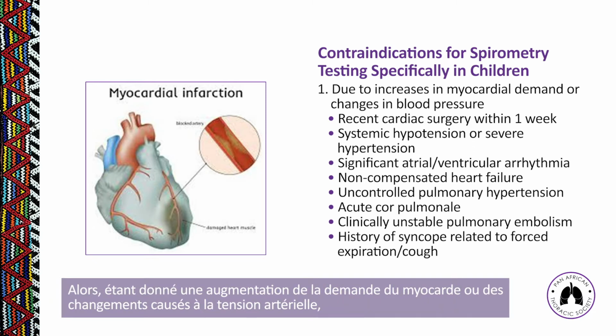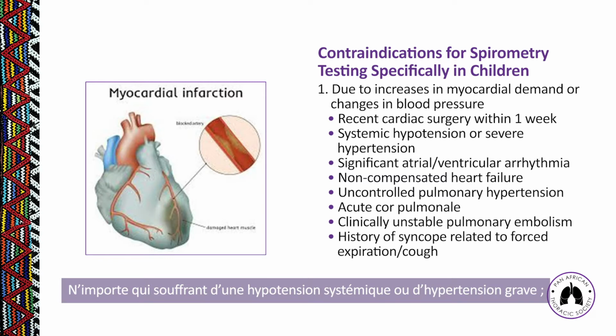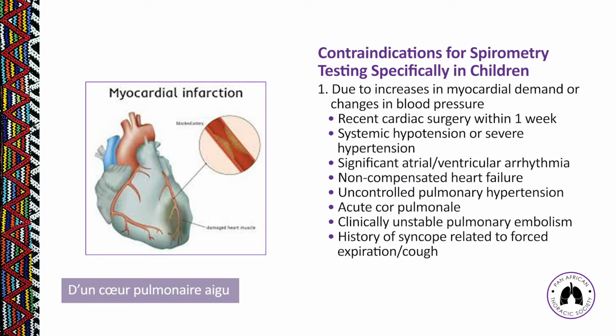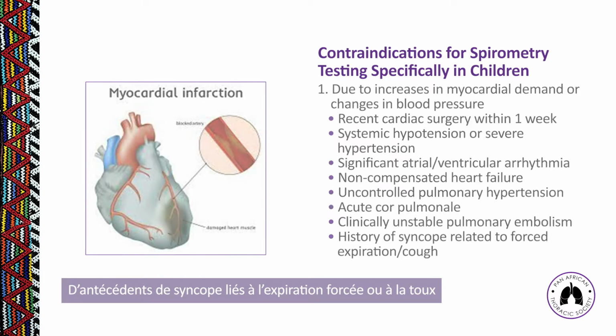So due to the increases in myocardial demand or changes in blood pressure, you need to be aware, be very careful of testing children who have had any recent cardiac surgery within 1 week. Any child with systemic hypo or severe hypertension, anyone with significant atrial or ventricular arrhythmias, anybody with non-compensated heart failure, anyone with uncontrolled pulmonary hypertension, acute cor pulmonale, any clinically unstable pulmonary embolism, or a history of syncope related to the FVC maneuver or with cough.